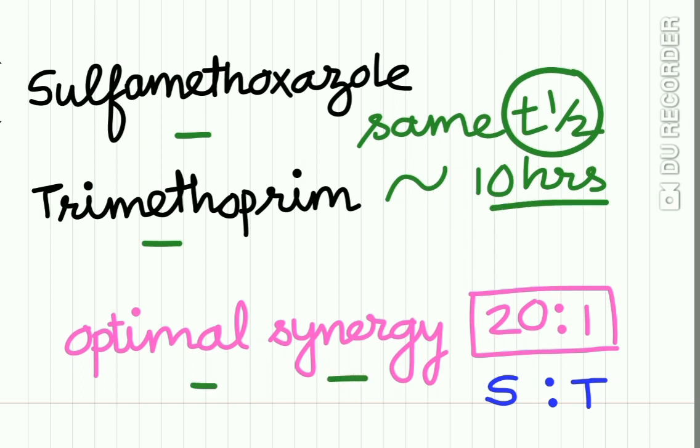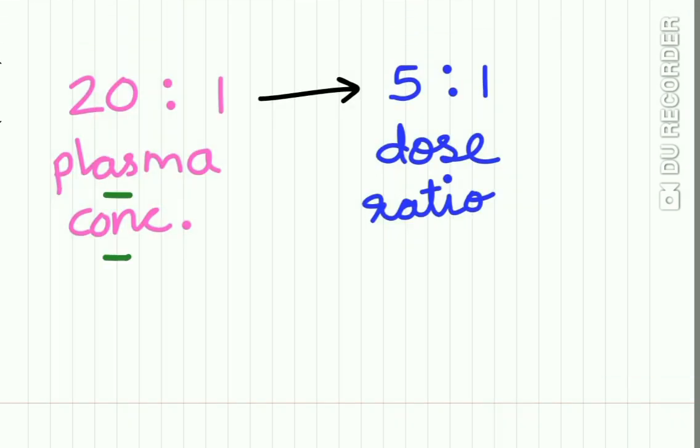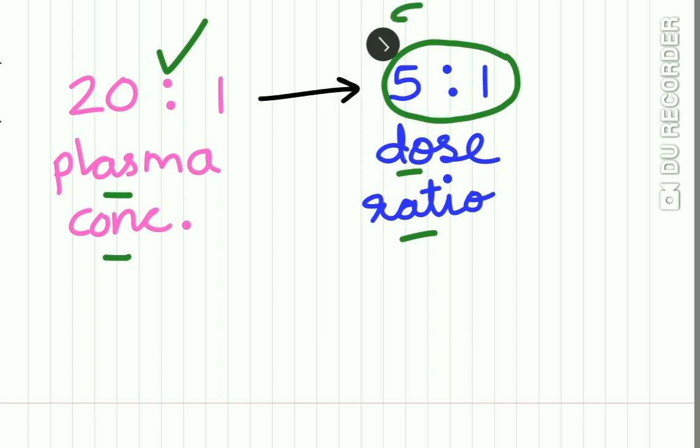Now, the optimal synergy of these two drugs, sulfonamides and trimethoprim, is obtained at a concentration of 20:1. 20 of sulfonamides and 1 of trimethoprim. Now, this plasma concentration of 20:1 of the sulfonamide and trimethoprim is attained when a dose is given in a ratio of 5:1, 5 for the sulfonamide and 1 for the trimethoprim. So, dose ratio needed is 5:1, which attains a plasma concentration of 20:1.